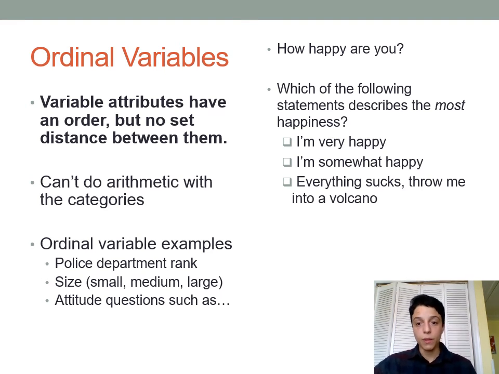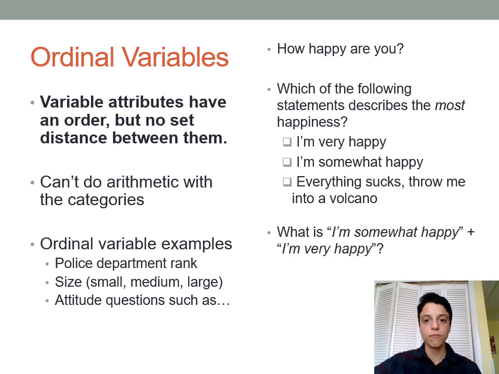All right, which brings us to, again, it doesn't make any sense to try to add the attributes together, because they're not numerical, and because this is an ordinal level variable where the distance between the categories is not set.